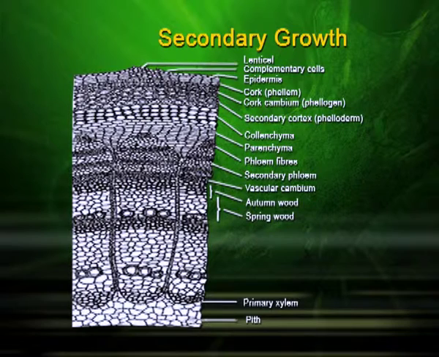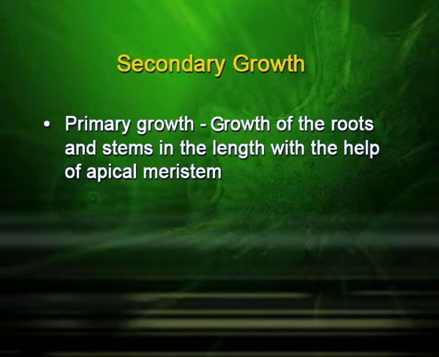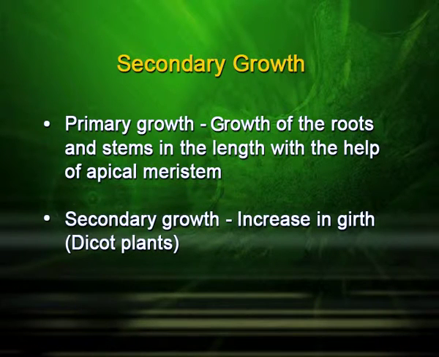In this episode, I will be stressing on the secondary growth of the plant, which is a characteristic of the angiospermic plants, mainly of the dicot stem and dicot root. The growth of the roots and stems in length with the help of apical meristem is called the primary growth. Now, what is secondary growth? It is the increase in girth.